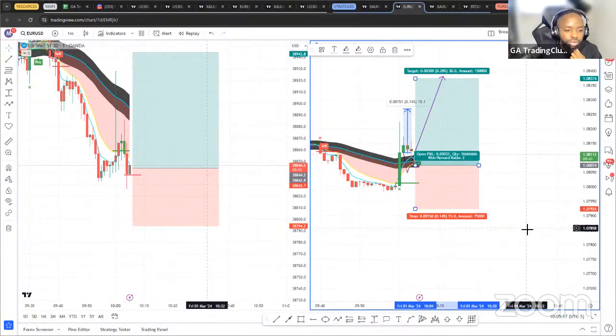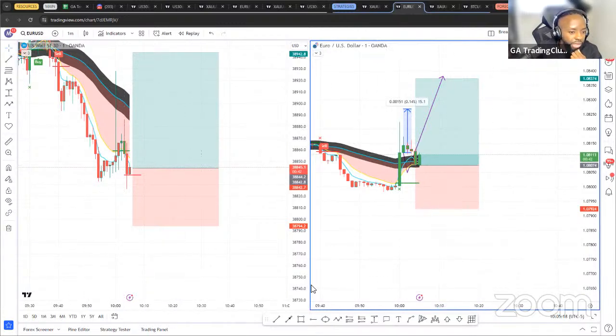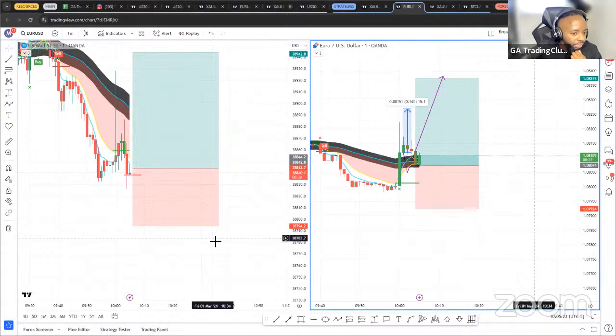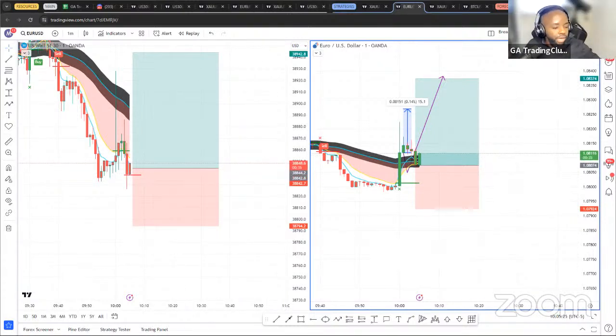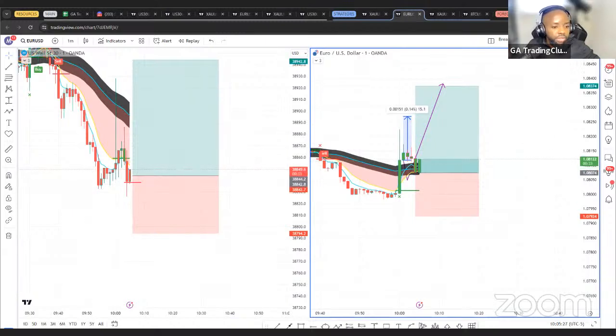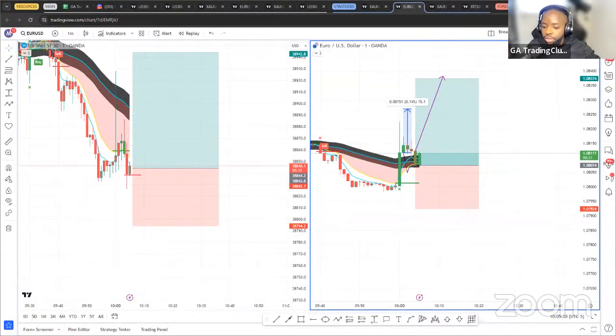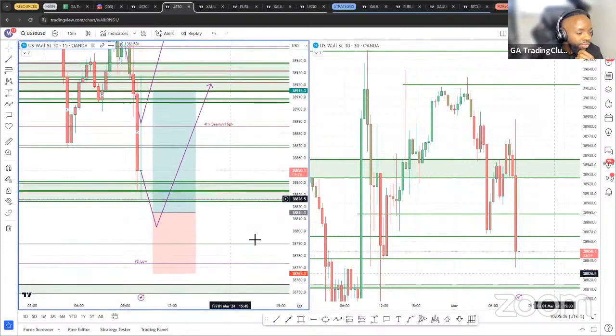Let's see if EU comes. I don't know if anybody got into that 9 EMA. That was the 9 EMA retest. And I like how EU is moving a little faster now. I didn't get into EU. Let me see if it gets that retest. I'm watching US 30 more because I know this one moves faster.